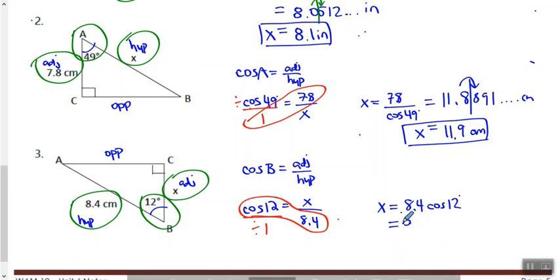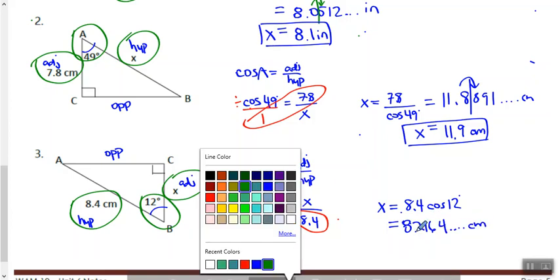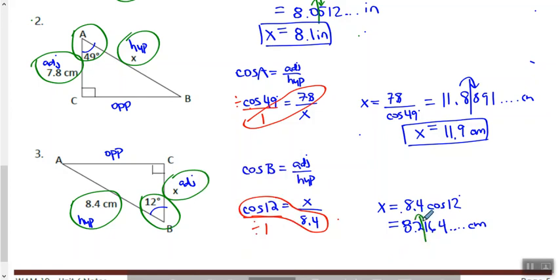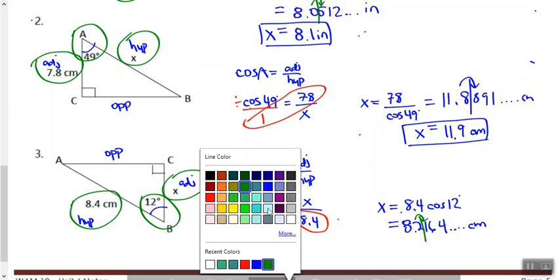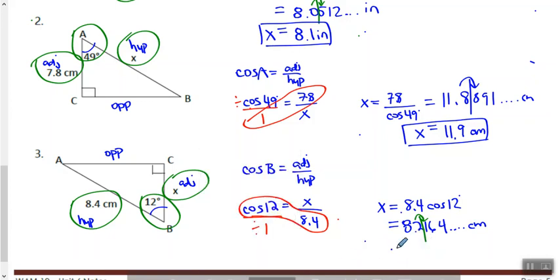8.2164, so on and so forth, centimeters. Then rounding that to the nearest tenth, take a peek over, it stays the same. So x equals 8.2 centimeters. Okay, next page.